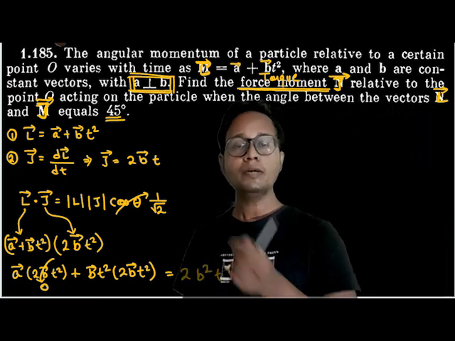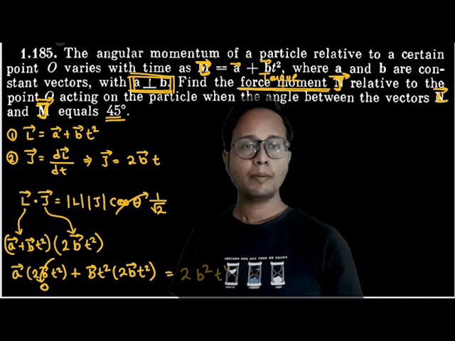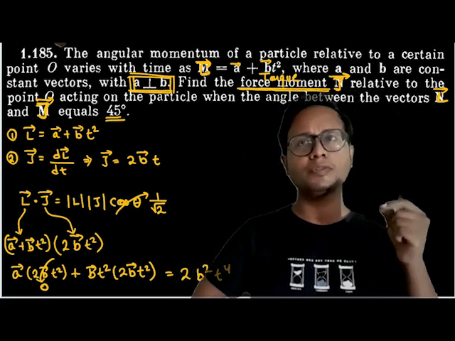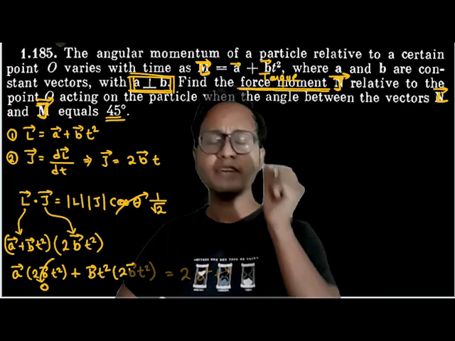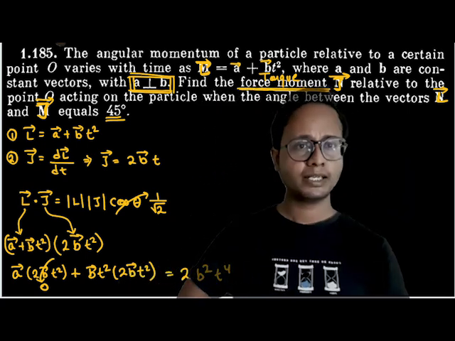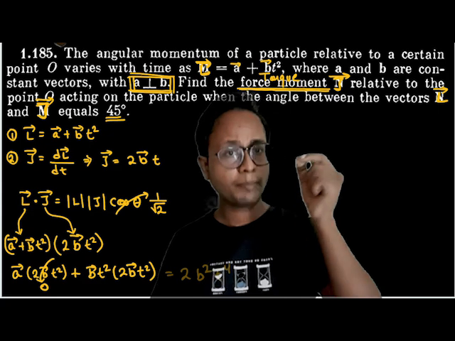Now see, we need to find out the magnitude of the L vector. Magnitude of any vector, suppose a i plus b j, is given. What is the magnitude of, suppose, any P vector? P vector is equal to a i plus b j. What is the magnitude of the P vector? The magnitude of the P vector is nothing but the square root of a square plus b square.